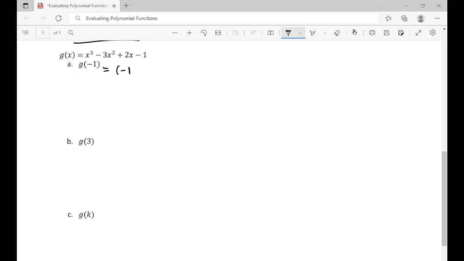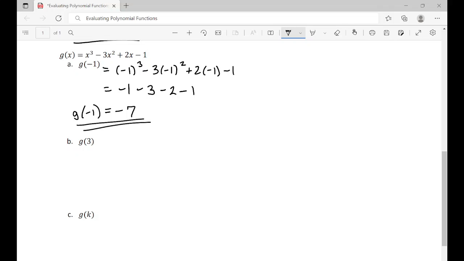So negative 1 cubed minus 3 times negative 1 squared plus 2 times negative 1 minus 1. So negative 1 cubed is negative 1. Negative 1 squared is a positive 1, which times negative 3 is just going to be negative 3. 2 times negative 1 is negative 2, and then minus 1. So we got all negative numbers, so we know our answer is going to be negative. So 1 plus 3 is 4, plus 2 is 6, plus 1 is 7, so negative 7. So g of negative 1 is going to equal negative 7.